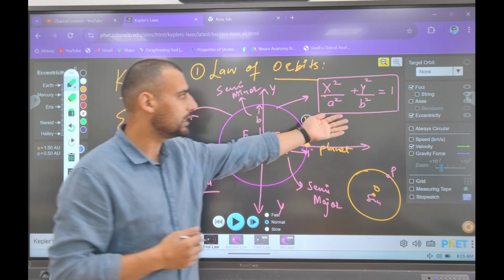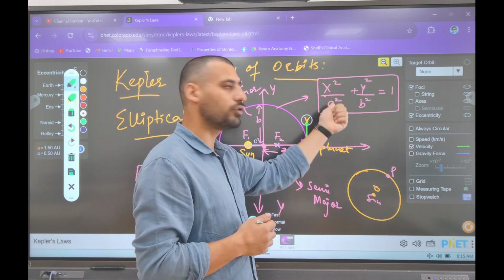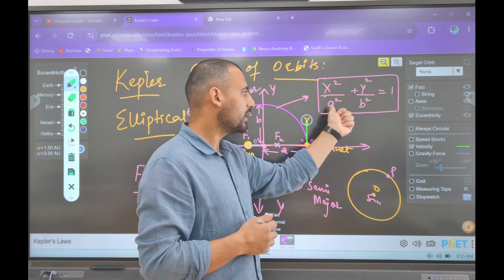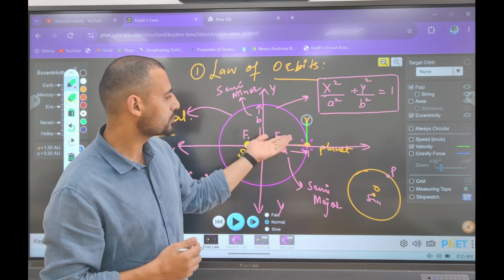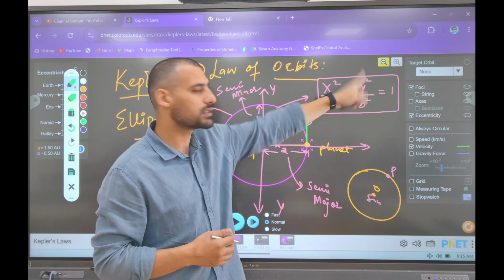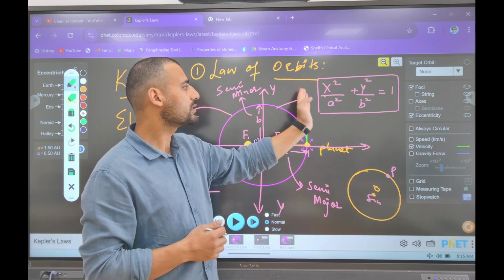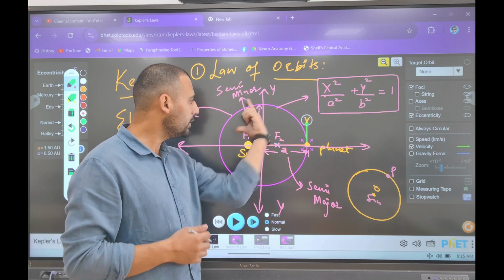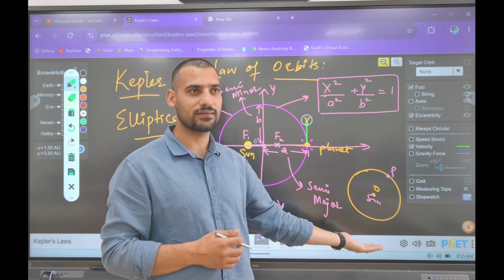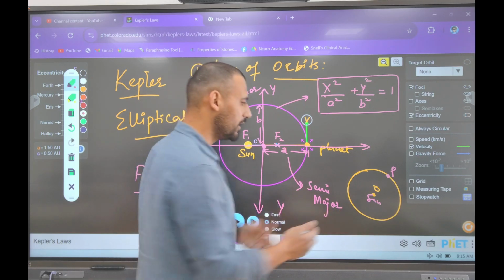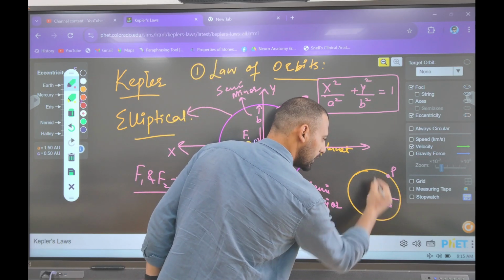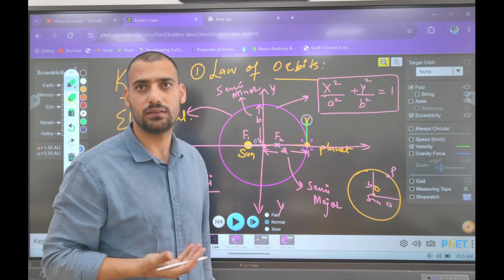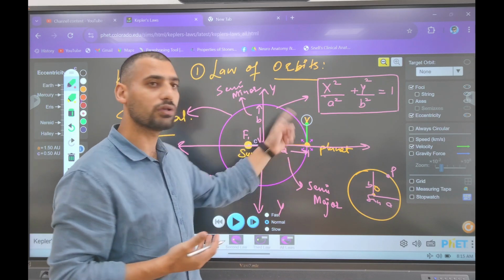The equation of the elliptical path is x squared upon a squared plus y squared upon b squared is equal to 1, where a is the intercept on the x-axis and b is the intercept on the y-axis. Now this a and b are never equal. If a and b are equal, it will form a circle, isn't it? If they are equal, it will form what? A circle.